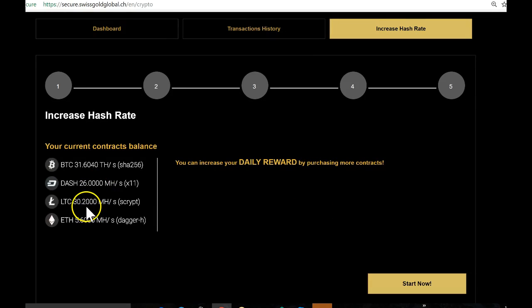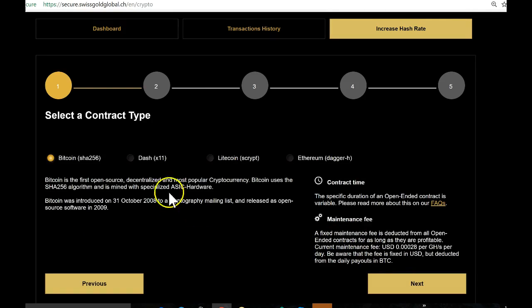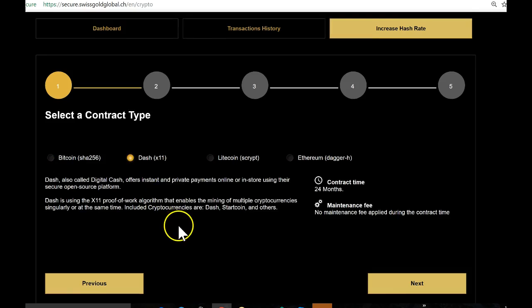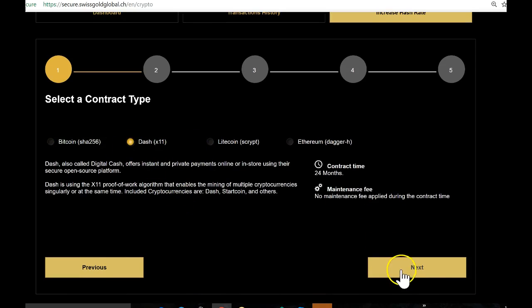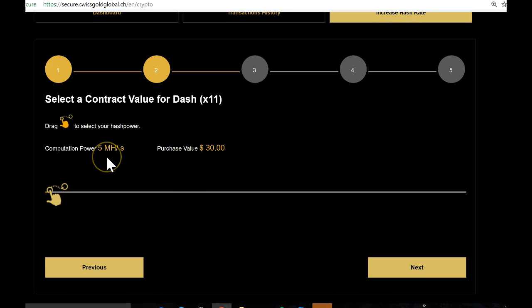So you go to Dash, Litecoin, Ethereum. You basically click here, start now. Let's look up Dash first. You go here, Dash, go next. And there you see, you actually mine Dash from as little as $30. Of course, there's no restriction on how much you can put in. That is up to you. The largest contract is currently 500 mega hash.